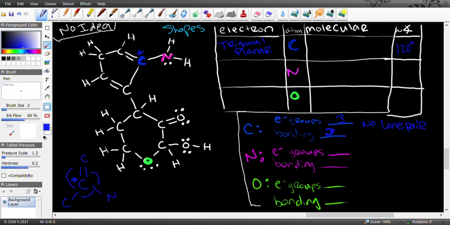Again, for time's sake. So there's no lone pair in this, so it's actually going to be trigonal planar, just like the electron geometry. Okay, so moving on to the next one then.